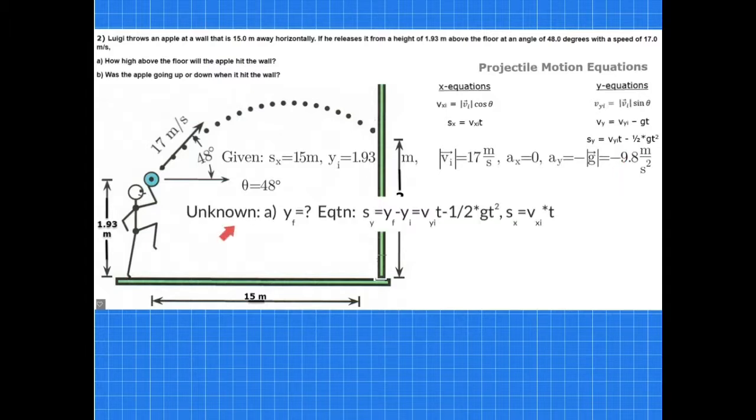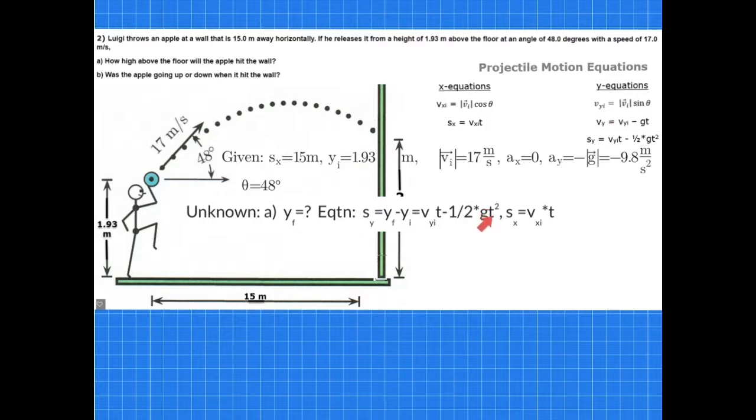The unknown for part A: y final is what? The equation, s of y, or the change in position along the y-axis, is y final, which is measured above the floor, minus y initial, which is given to be 1.93 meters. This is also equal to Vy initial, the y component of the initial speed, times the time, minus 1/2 the acceleration of gravity, g, times the time squared, where Vy initial is the initial speed v sub I times the sine of theta, the angle of the projectile.